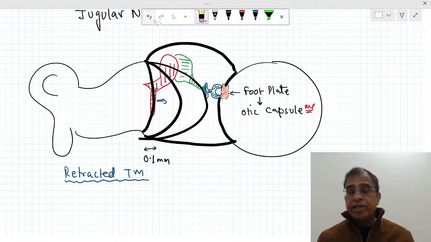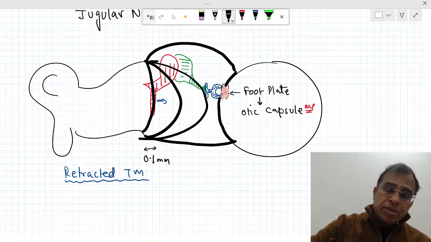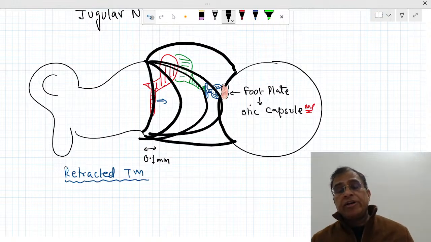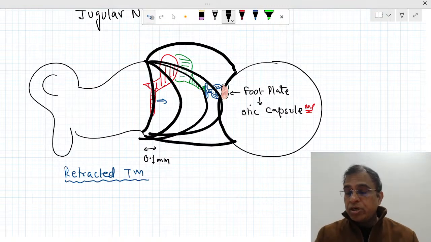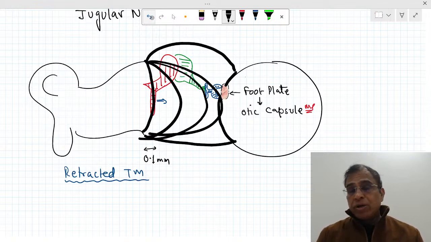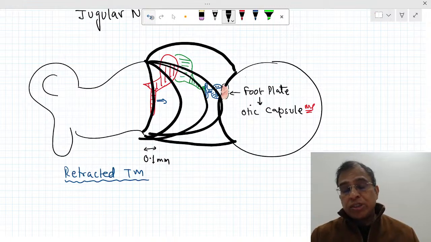So, in grade 2 retraction of the tympanic membrane, it will come in contact with the stapes and the incus, but not the promontory. And when it comes in contact with the promontory like this, then it's called grade 3 retraction. So, retraction of the tympanic membrane has gradings. Grade 1, grade 2, grade 3, grade 4. And what is grade 1, what is grade 2, what is grade 3? I have just explained to you. It's very easy to remember. But please remember because they ask you questions.